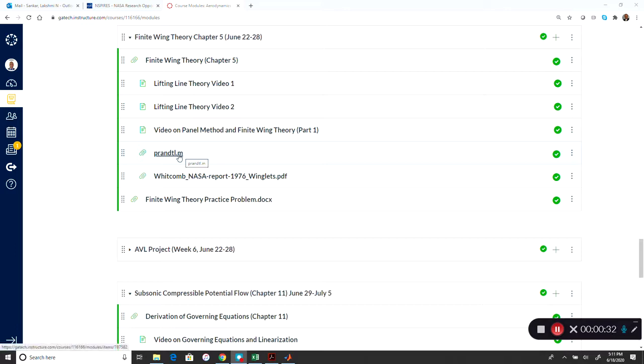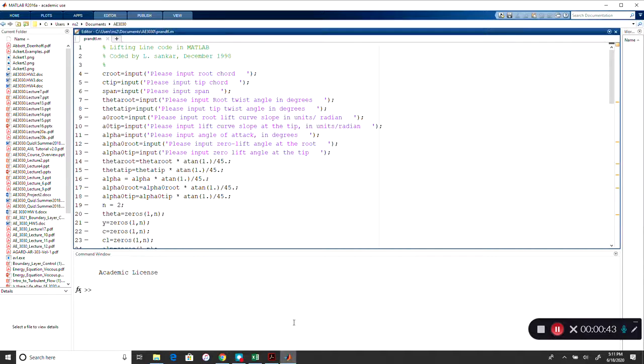If you click on this, it'll ask you what you want to do with it. You can download it and save it somewhere with the name Prandtl.m. I have already done it, so I'm going to just go to MATLAB. So this is my program, Prandtl.m. Hopefully you can see my screen, and hopefully everything is clear.